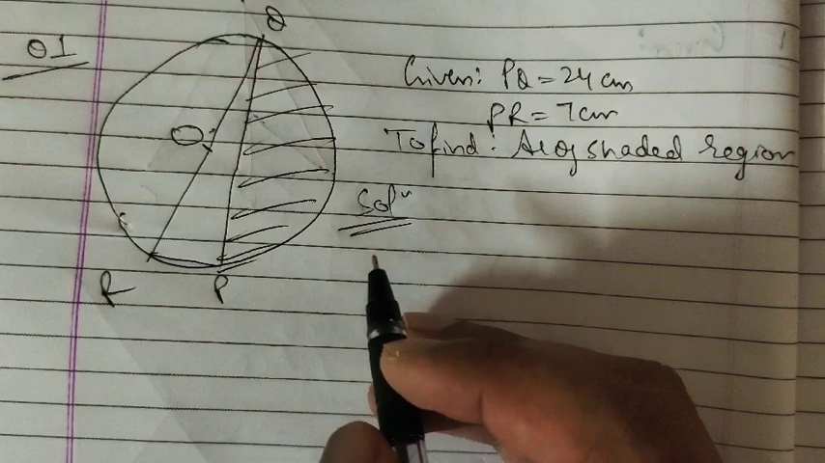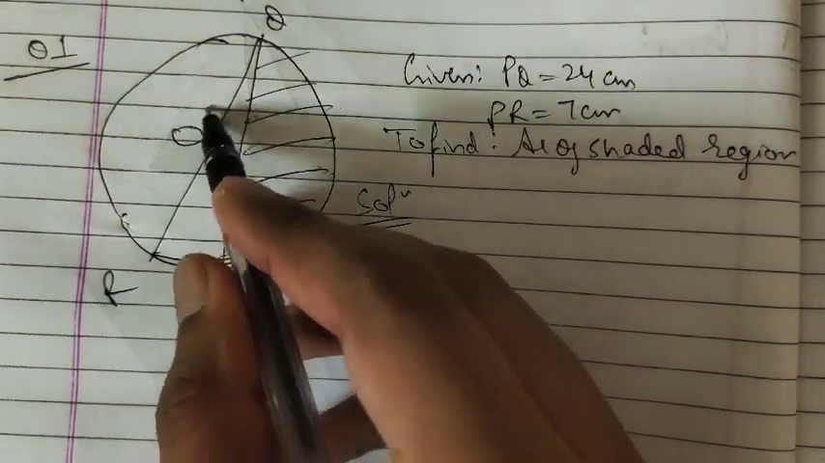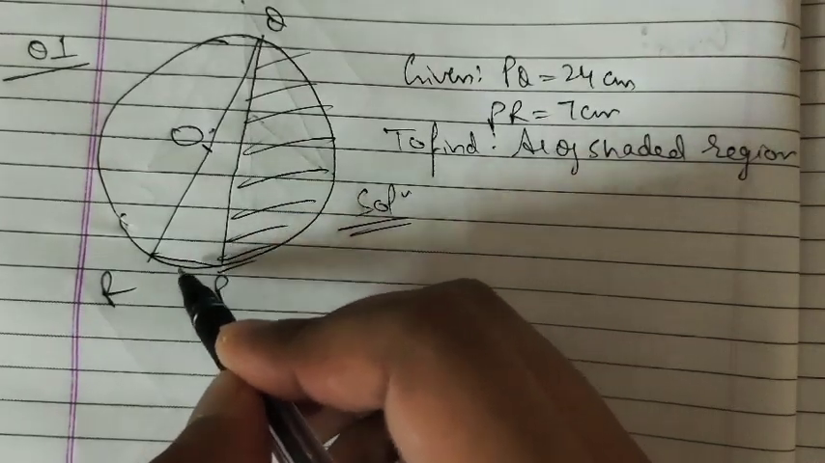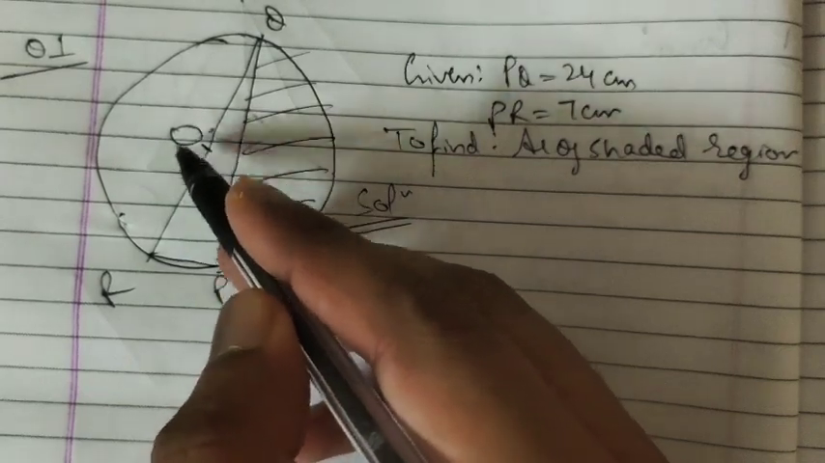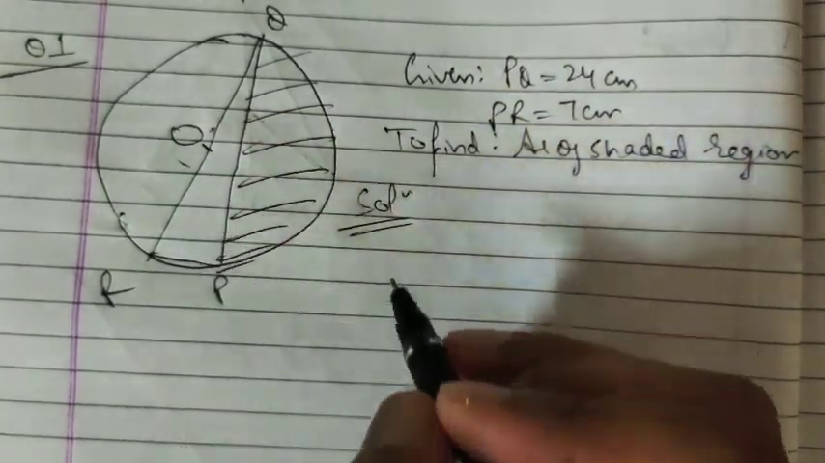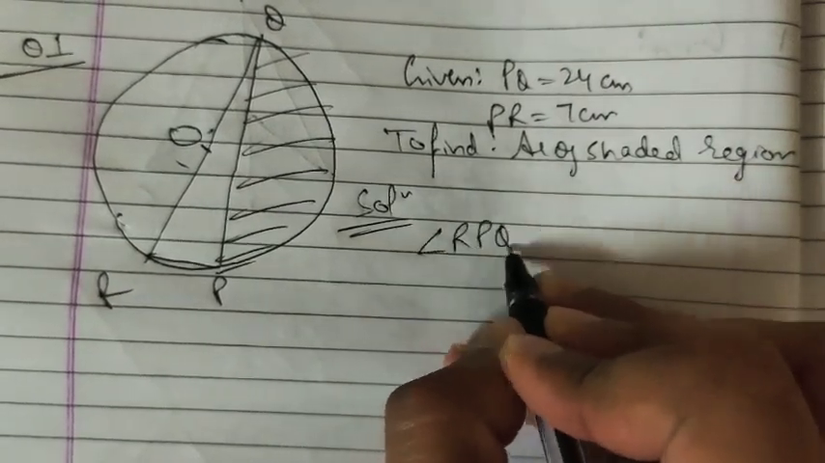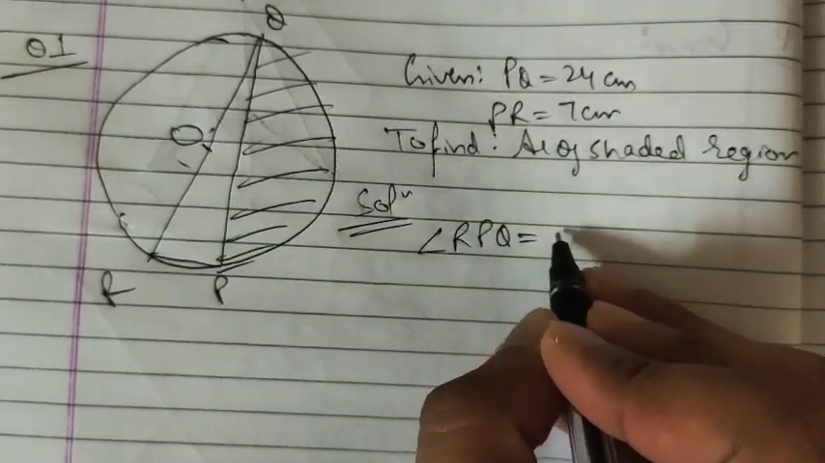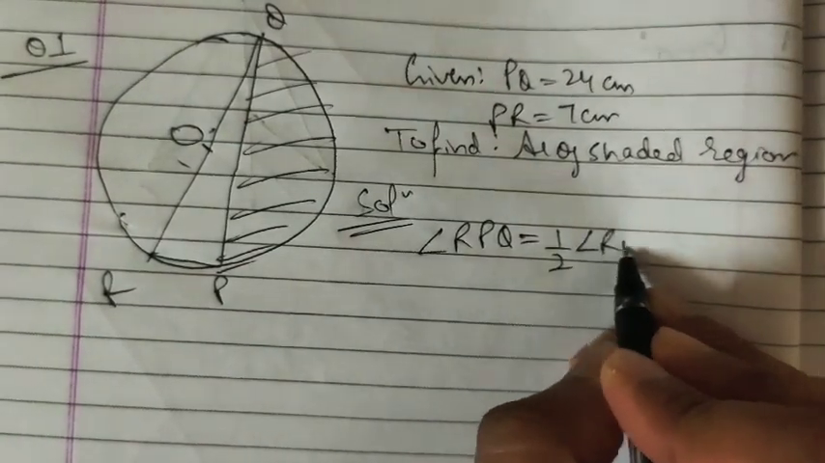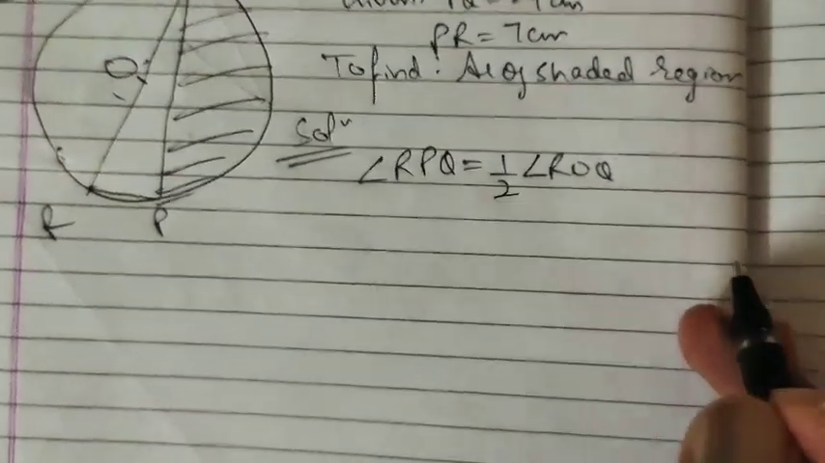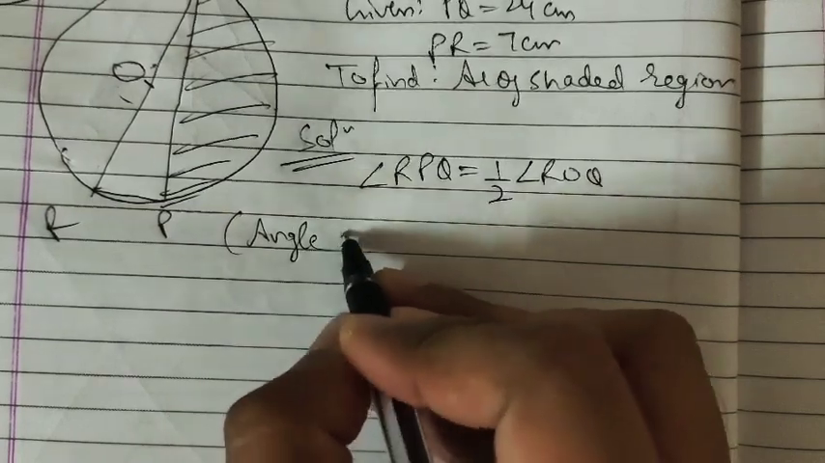How? In 9th standard in the circles chapter we have studied that an angle formed at the center is double the angle formed at any segment, right? If we consider these two points, the angle formed at the center will be double the angle formed at any segment. So using that, we know that angle RPQ is equal to half of angle ROQ, right?